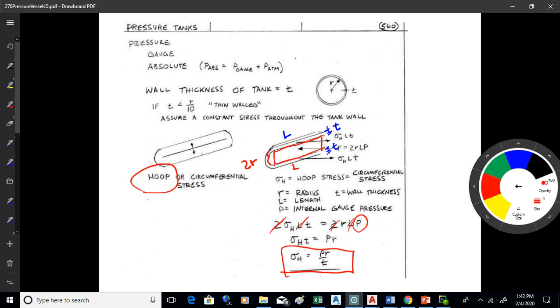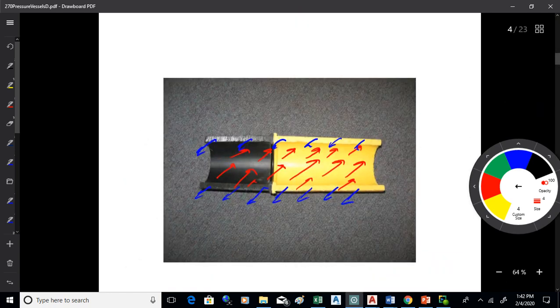And that's on your formula sheet, like everything is. Let's see, where did that go? I think it's on the front somewhere. Yeah, pressure vessels, lower right. That's equation 61. So that gets you the stress in the tank wall if you split it down the middle, the long way.